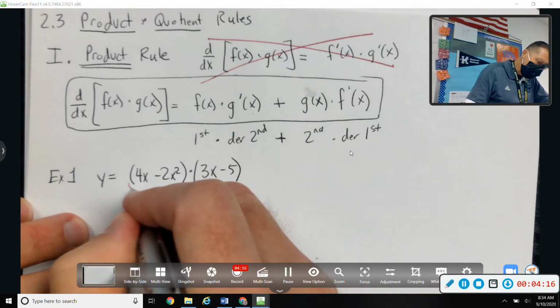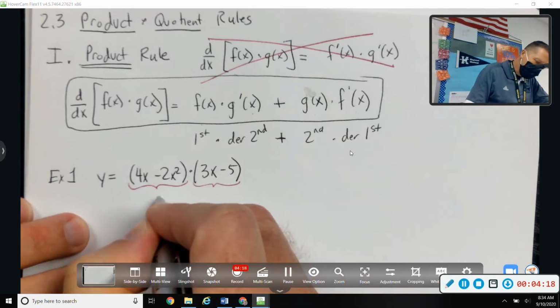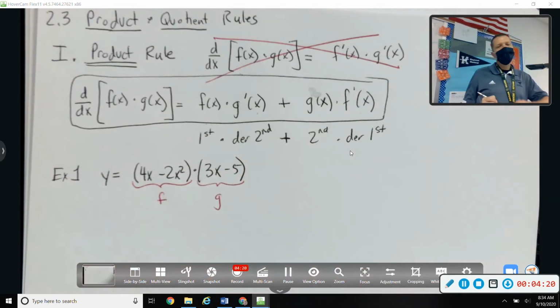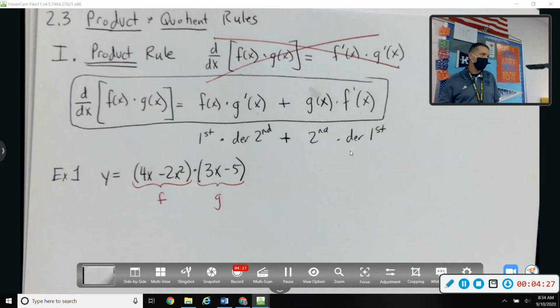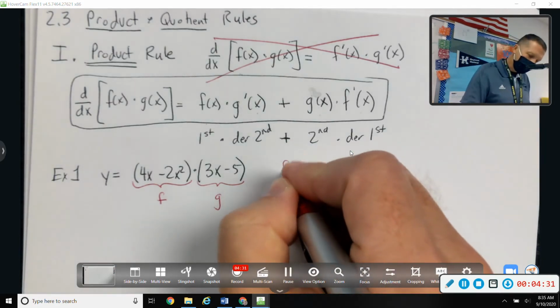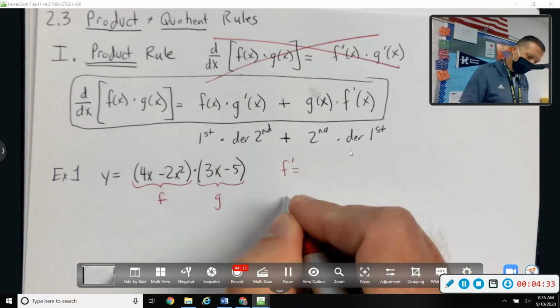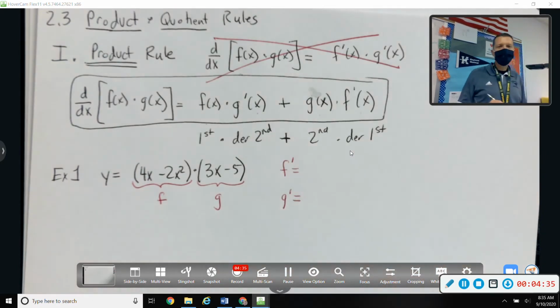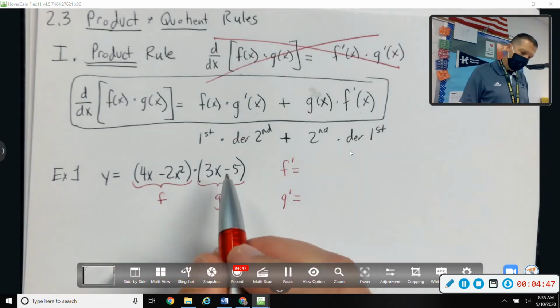And initially, it's really helpful to label them f and g. Some of you will get past this labeling eventually. Some of you will never get past this. And it's completely okay because it really helps keep things straight. And then out to the side, I'm going to write down what f prime and g prime are, rather than try to do everything on the fly. I don't want to do that yet. So this is f, this is g.